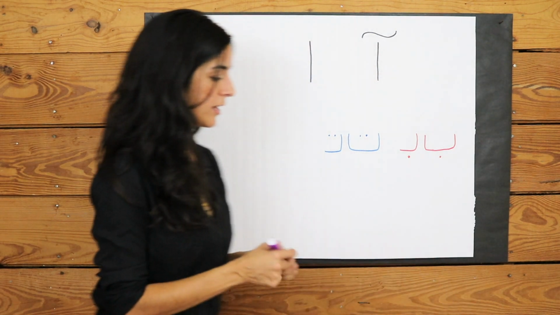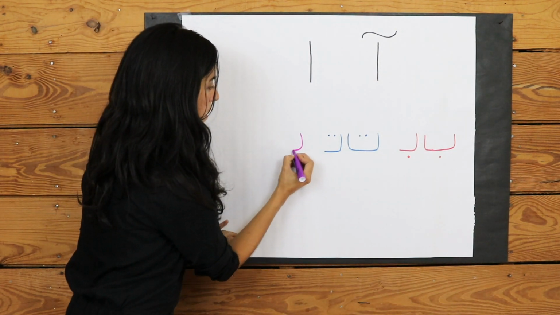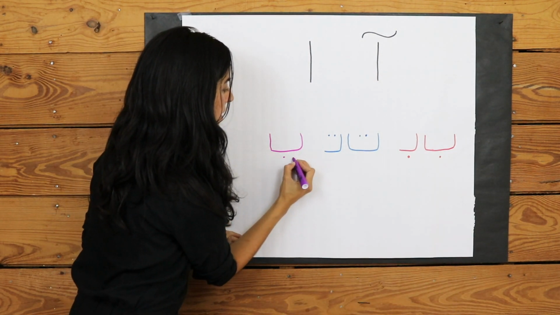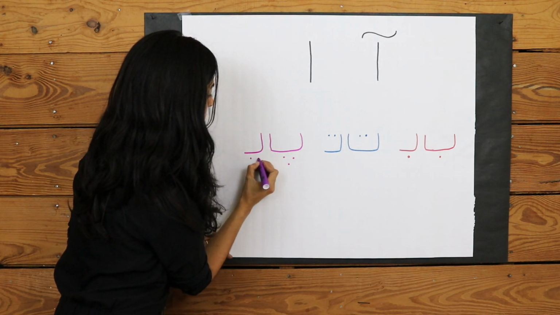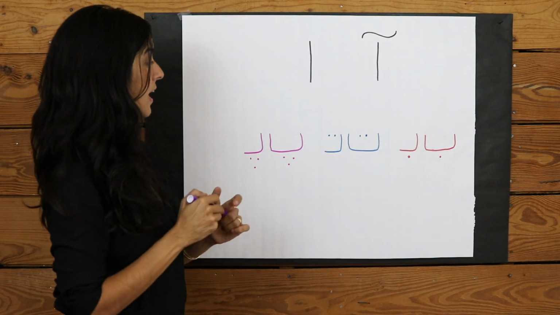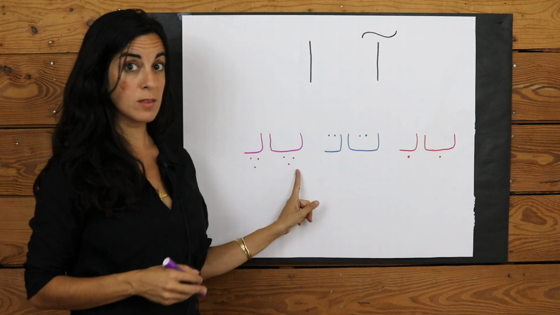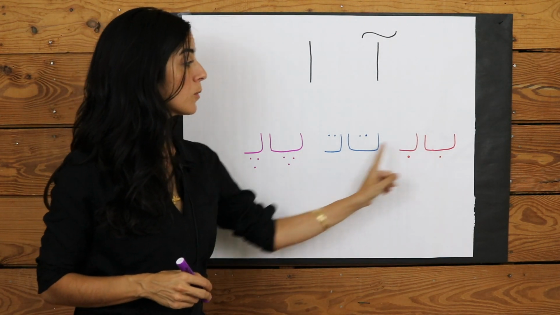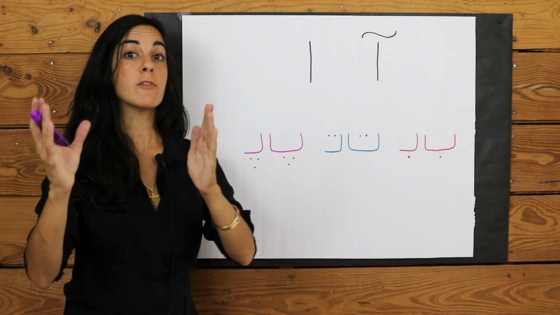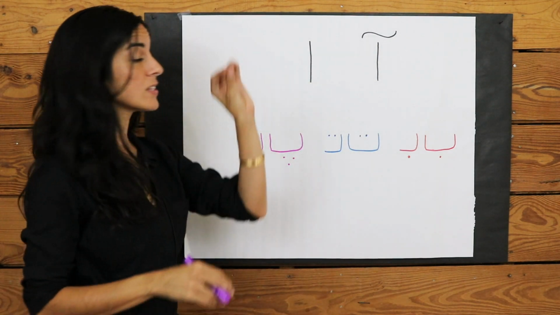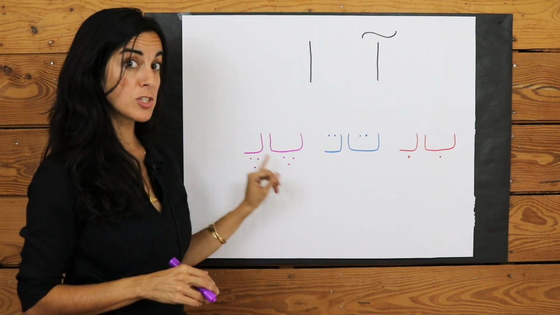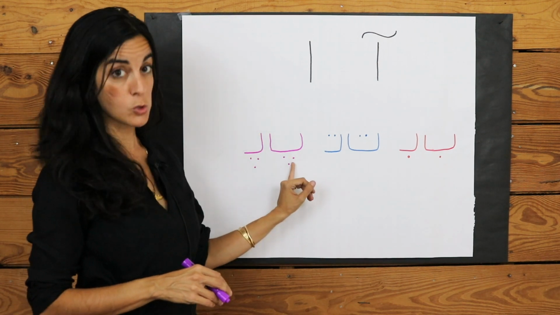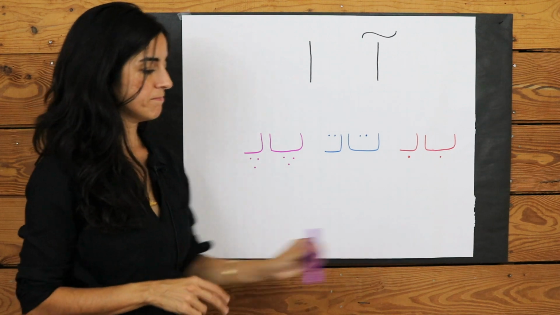Third, we have the letter pe. And again, same base, 3 dots below it. And again, this is pe bozorg, the big version. So this will be the version of the letter that you'll see if it comes at the end of a word. If it's in the middle or at the beginning of a word, you have the kuchik version. So pe bozorg, pe kuchik.